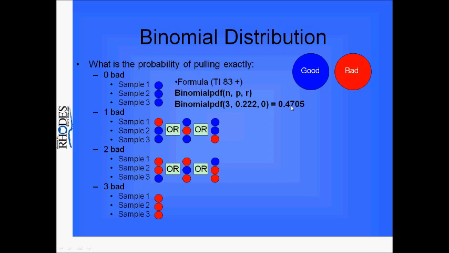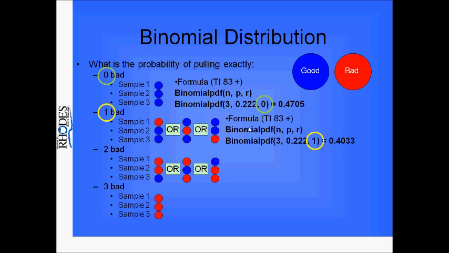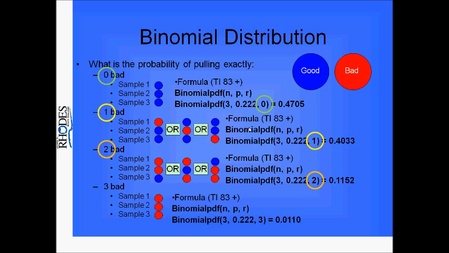Okay? Do the same thing on the next one, except you're plugging in a 1. When you plug the 1 in, it's calculating the probability of exactly 1 bad. So that's 40%, or 0.4033. Do it again on the next one. The probability of getting exactly 2 bad, that's your 0.1152, as we said earlier. And then the probability of getting 3 bad. You can see it's 0.0110.